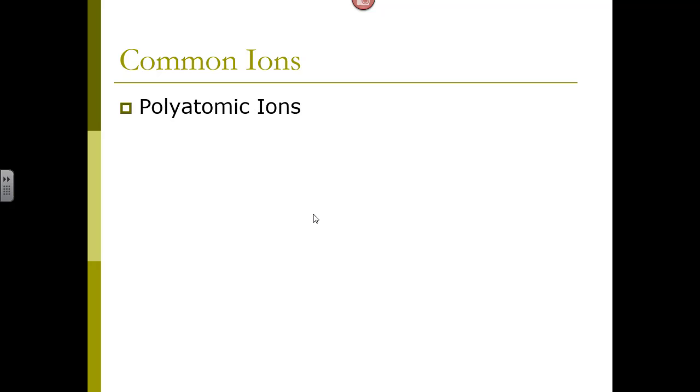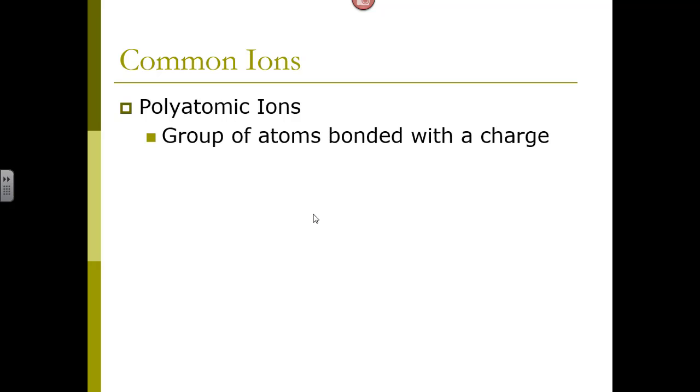Okay, moving on, almost done. In addition to monatomic ions, there are also ions that are polyatomic. So just like a polygon has multiple sides, a polyatomic ion has more than one atom. So it's a group of atoms that are bonded together, and as a group, they have a charge. There are several of these. I don't expect you to memorize them.